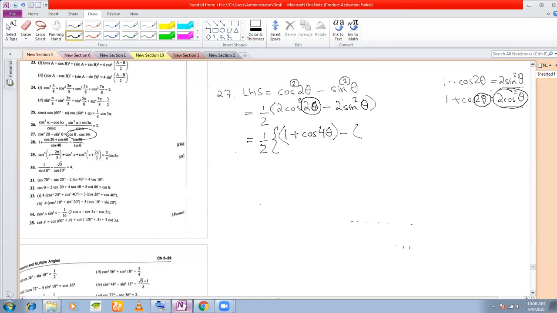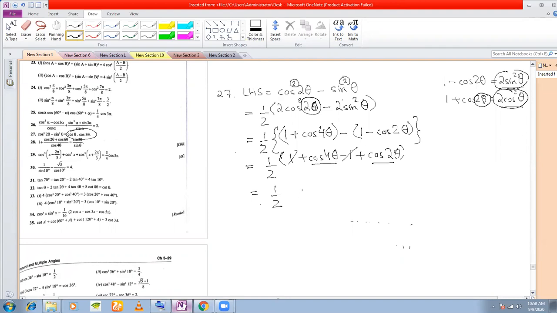Minus 2 sine square theta is 1 minus cos 2 theta. So 1 minus cos double of theta. Now the square has vanished. So now we open the brackets. What do you get? 1 plus cos 4 theta minus 1 plus cos 2 theta. So clearly this plus 1 and this minus 1 cancel off. So you simply get a sum of cos 4 theta and cos 2 theta.